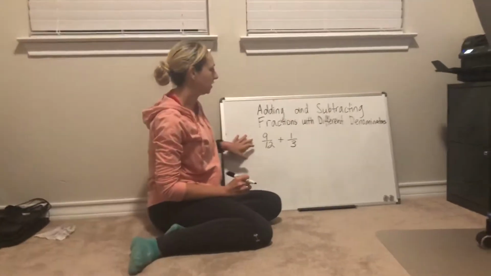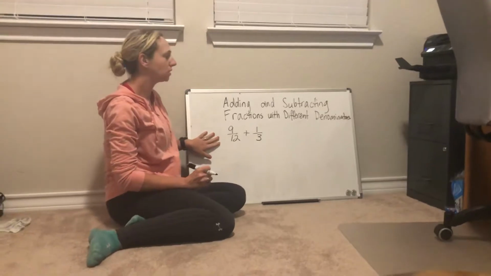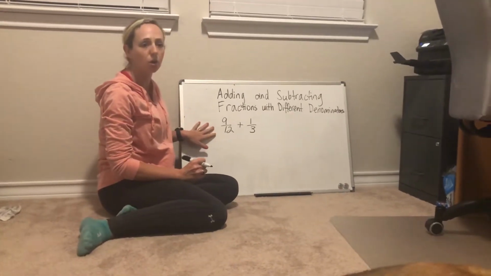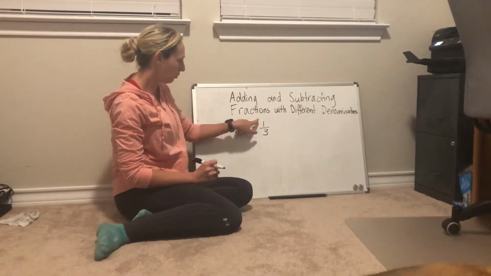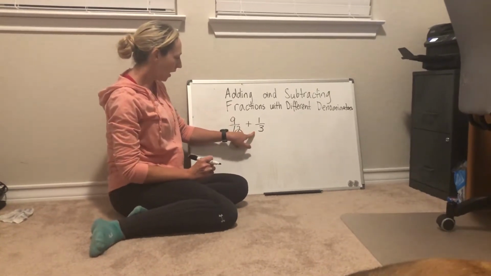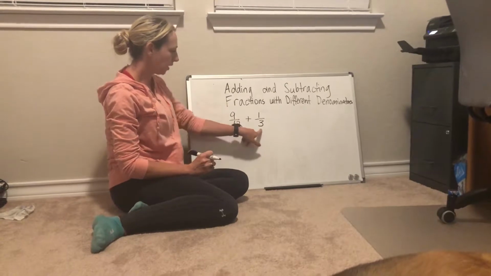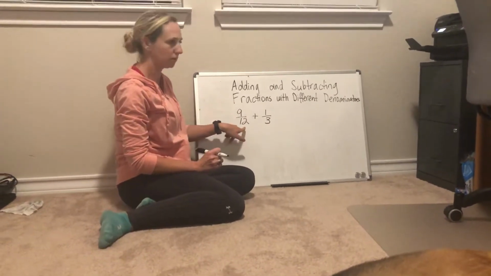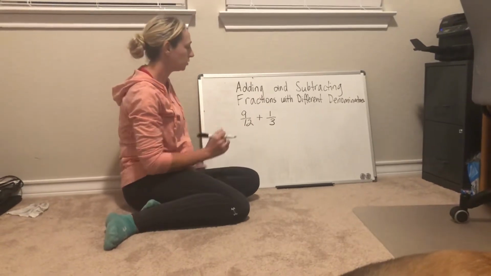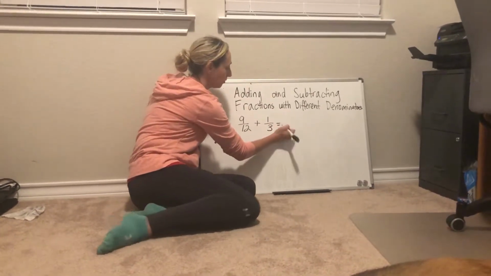So this video is on adding and subtracting fractions with different denominators. Our goal is to find a common denominator. I have 9/12 and 1/3. I know that 12 divided by 3 equals 4. I cannot divide 3 by 12 and get a whole number. Therefore, my denominator is 12.